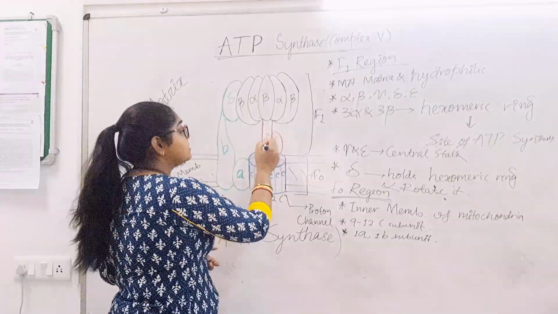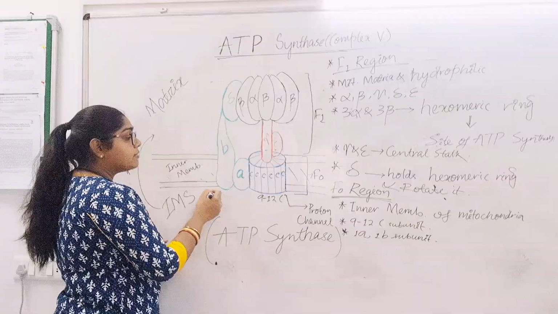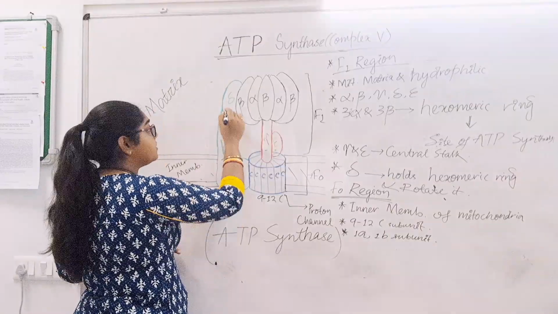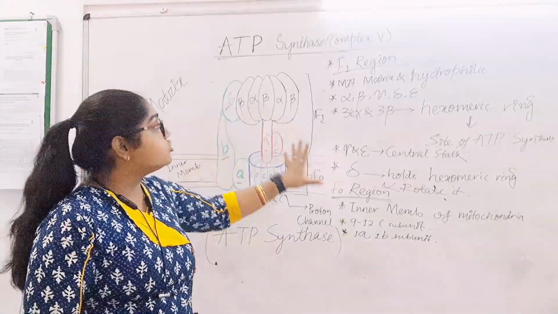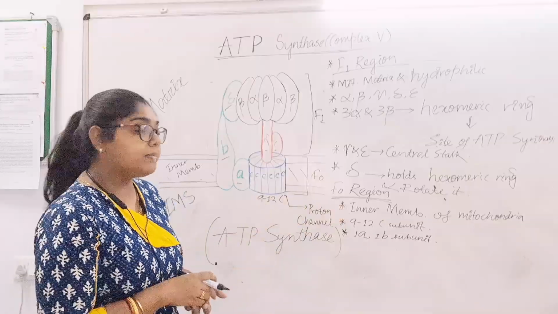The first one is the gamma and epsilon central stalk, and the second one is the arm that is created with A subunit, B subunit and delta subunit. Okay, so this is the structure of ATP synthase or F0 F1 complex or complex B, complex 5.